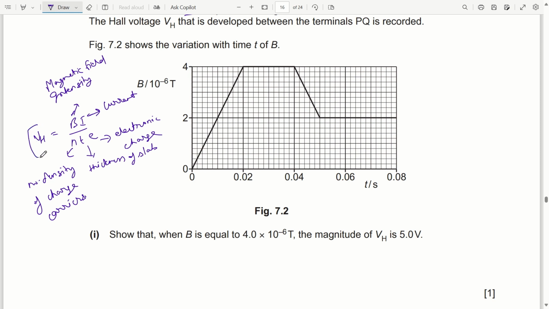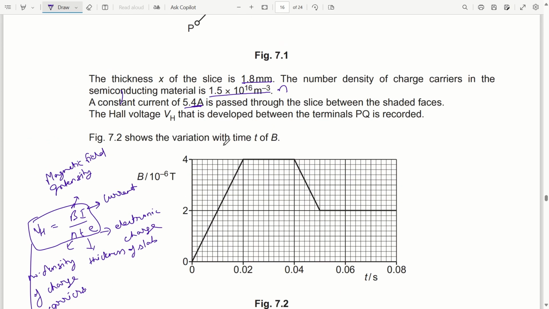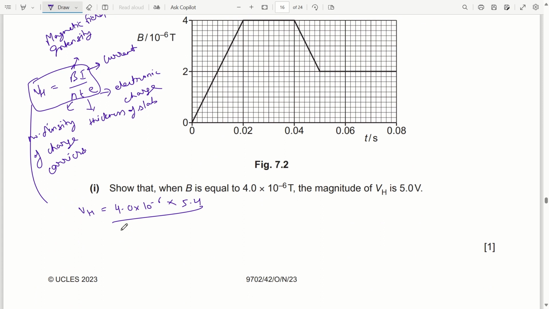Now we have to substitute these values, all values are given. So Vh will be equal to 4.0 into 10 raised to power minus 6 multiplied by current, given 5.4, divided by charge density, given here, 1.5 into 10 raised to power 16 per meter cube, multiplied by thickness, given 1.8 mm. So it will be 1.8 into 10 raised to power minus 3 meter, and charge on an electron is 1.6 into 10 raised to power minus 19. On solving this, we will get 5.0 volts. So this is Hall voltage.